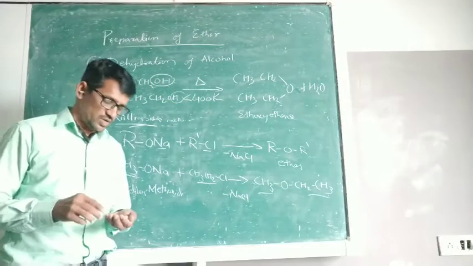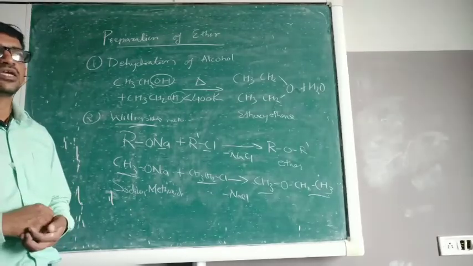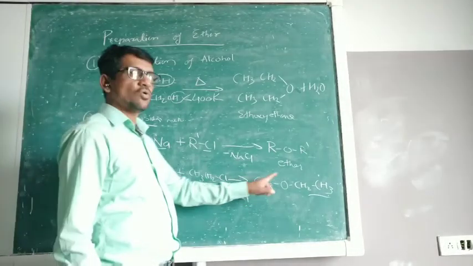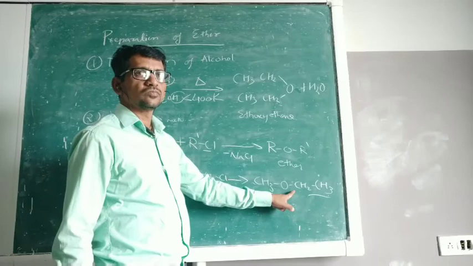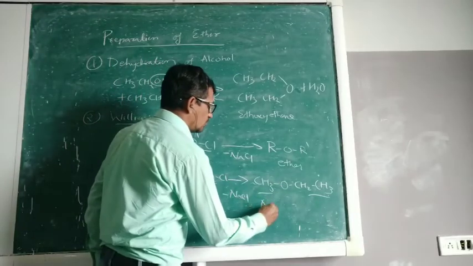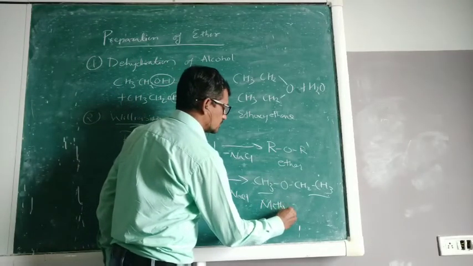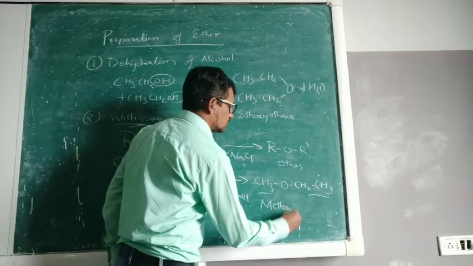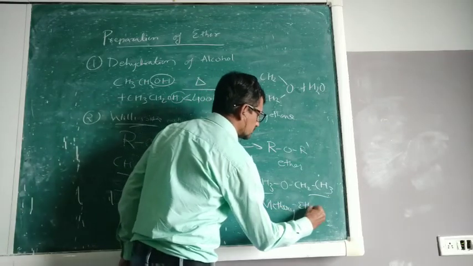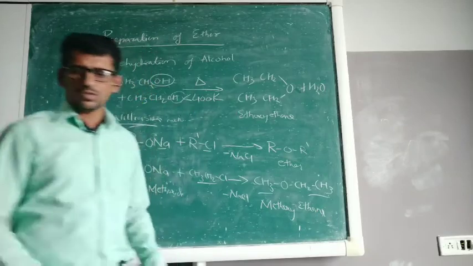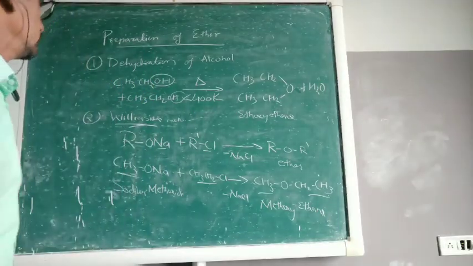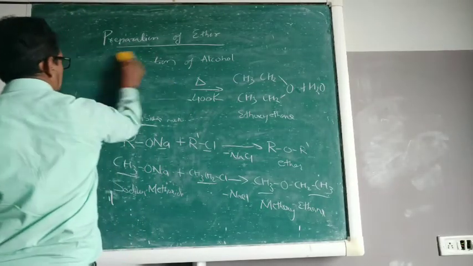Again, the IUPAC name we have discussed: alkoxy alkane. The smaller carbon chain joins with the oxygen, so it is methoxy. So the name of this ether is methoxy, 2 carbon then it is ether. So it is methoxyethane.